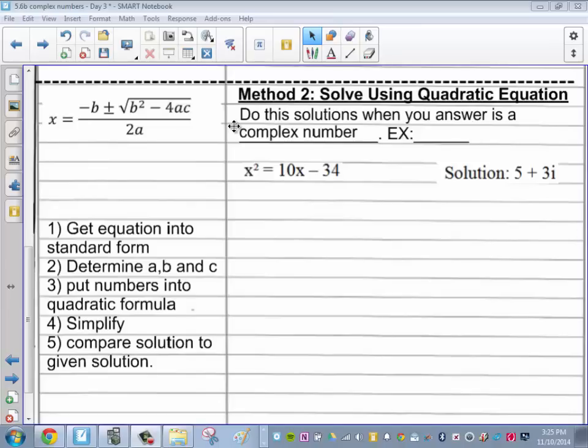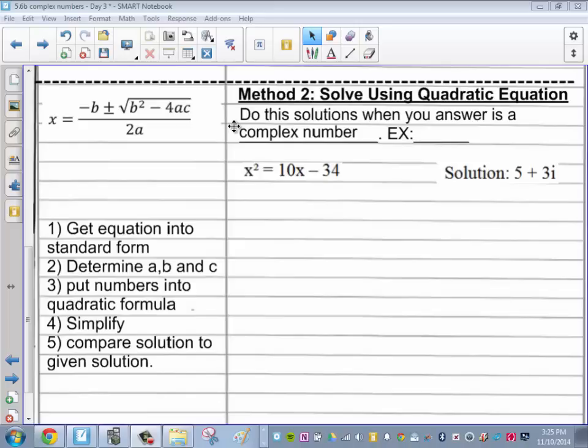So again, just a reminder, what we're trying to do here is, let's say I give you a complex solution or imaginary solution, and I'm saying this is a solution to a quadratic equation, and you're like, I don't believe it. I want to double check this. Well, this is the second way of double checking this.